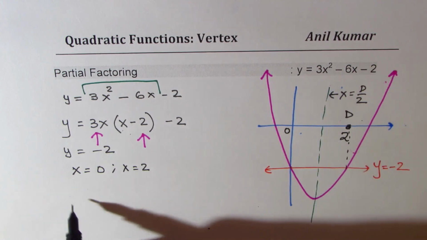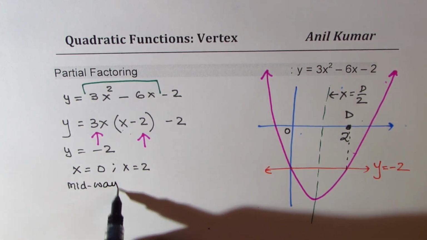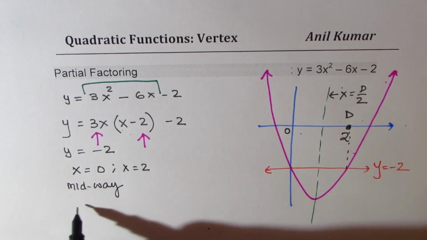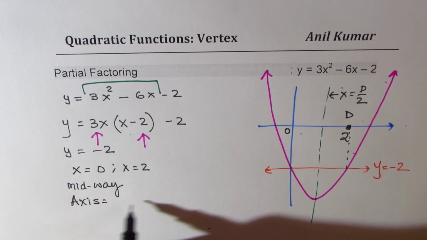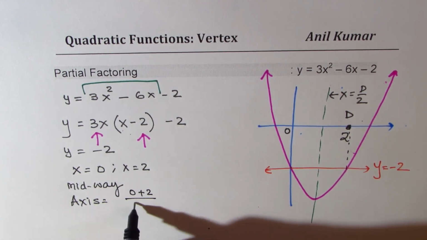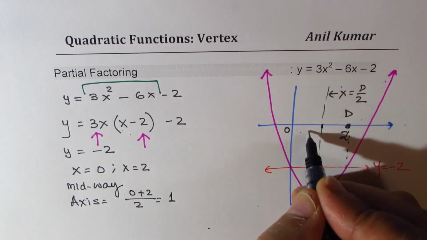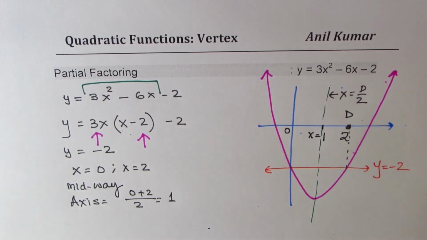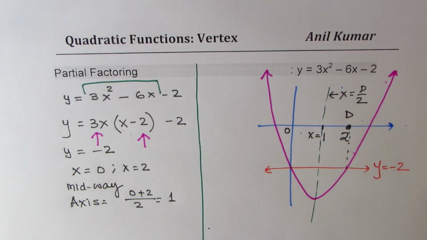So what is the axis? The midway is what? Midway is the axis. So we get the axis, which is 0 plus 2 divided by 2, or just 1. So in our case, x equals 1 is the axis. So this is, in fact, the fastest way of getting the vertex. I hope that is absolutely clear, right?